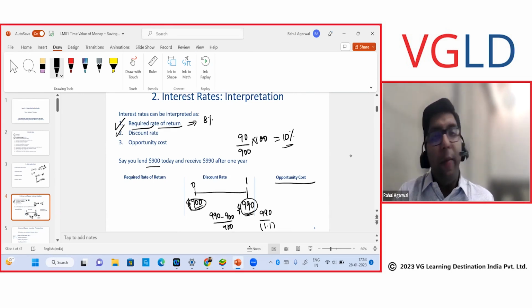Suppose you get the same example. You get $100 in an envelope in a family function from your uncle. Now you have two options. Either you can spend that $100 in buying a new smartwatch, or you can invest that $100 in a mutual fund or a fixed deposit, whatever.